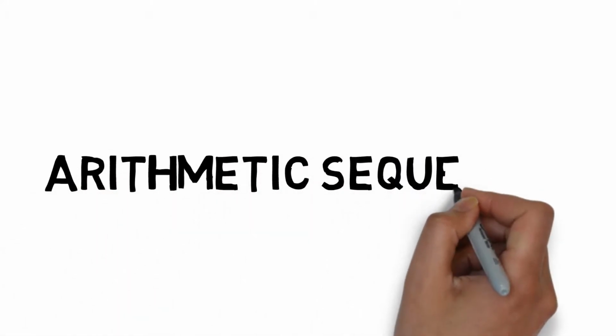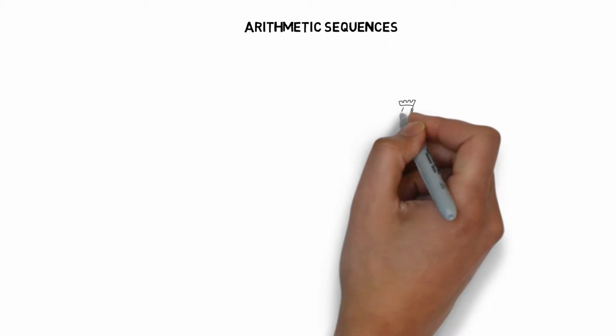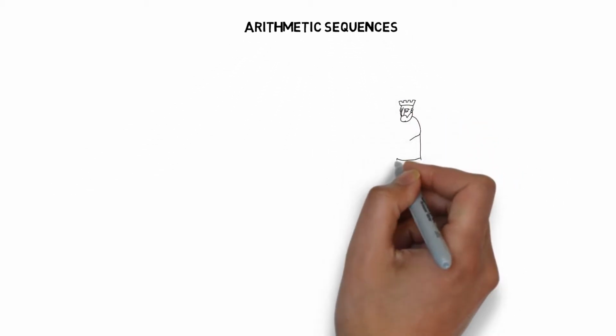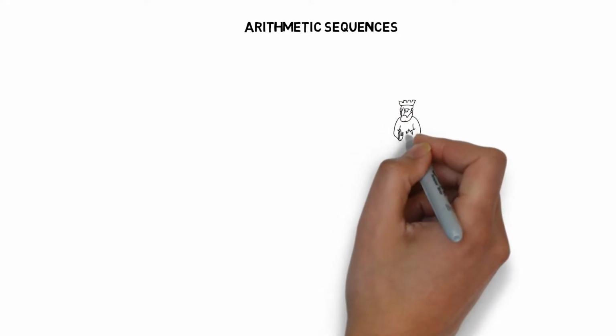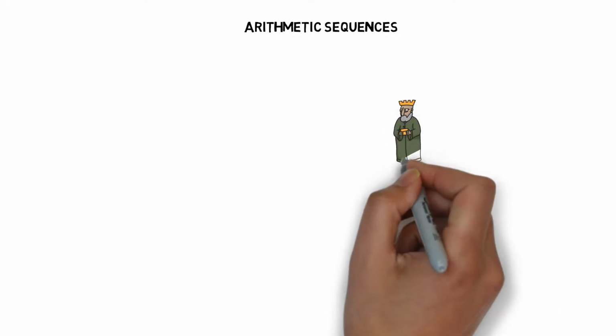Today we want to have a look at arithmetic sequences. Alright, sounds like a very difficult concept, so let's have a look at a real world example, which is always helpful to understand concepts. That's the king of Nanistan.